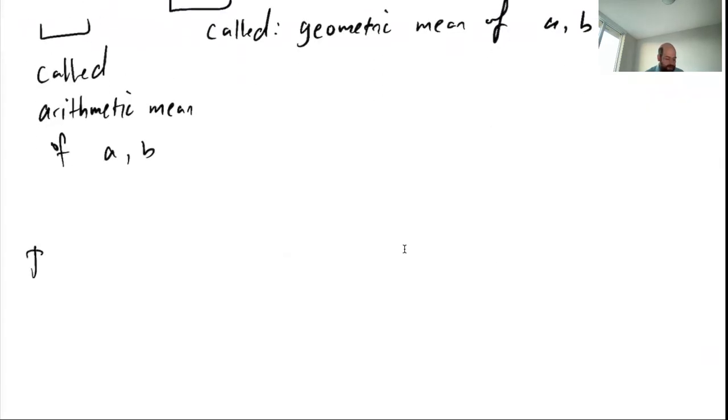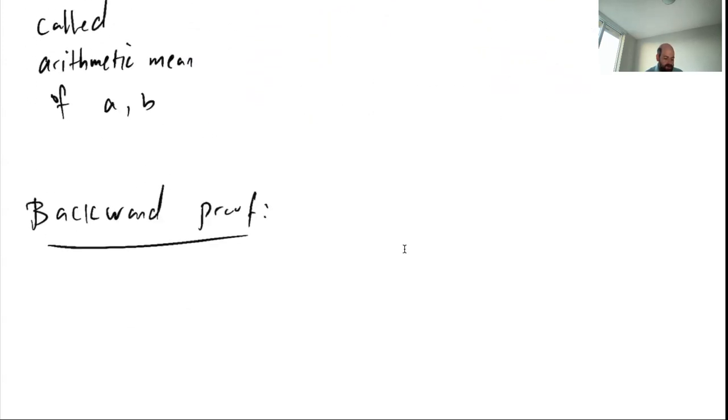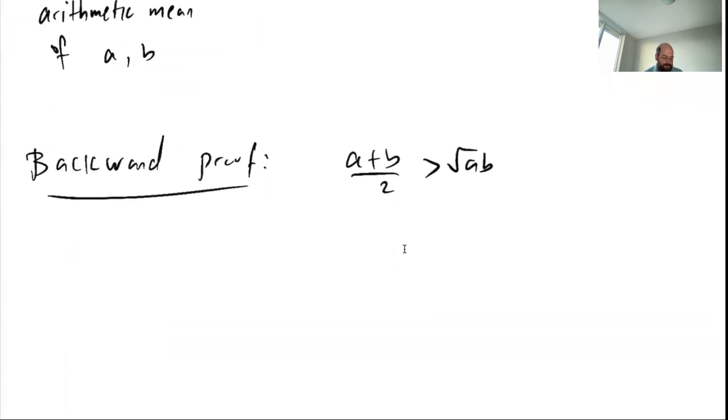We want to do it with backward proof. What do we do in backward proof? We start with the goal. So the goal is (a plus b) over 2 bigger than root ab. And then we simplify until we get to something that we know is true. We know it holds. And then we check that the steps are reversible. So let's do that. I start with this. Then what can I conclude? I can multiply both sides by 2, of course. Then I can say a plus b bigger than 2 root ab.